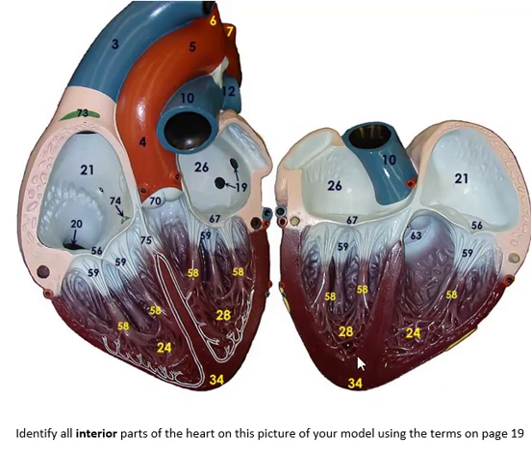Here's another picture for you to label. And again, note where the apex is pointing right there. So 34 is your apex. And this one's pointing the other way, so they flip the heart. So don't get confused with that.